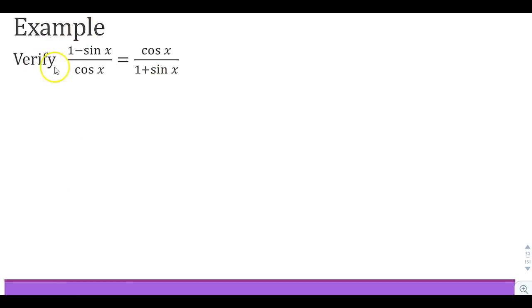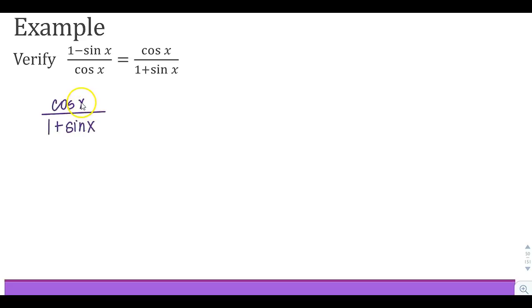In this example, I want to verify 1 minus sine x all over cosine x equals cosine x all over 1 plus sine x. Now I would say that neither side looks particularly more complicated than the other. So we can take either side just to mix it up. Since last time I chose the left side, this time I'm going to choose the right-hand side. So I'm going to rewrite the right-hand side. So here I have cosine x over 1 plus sine x.